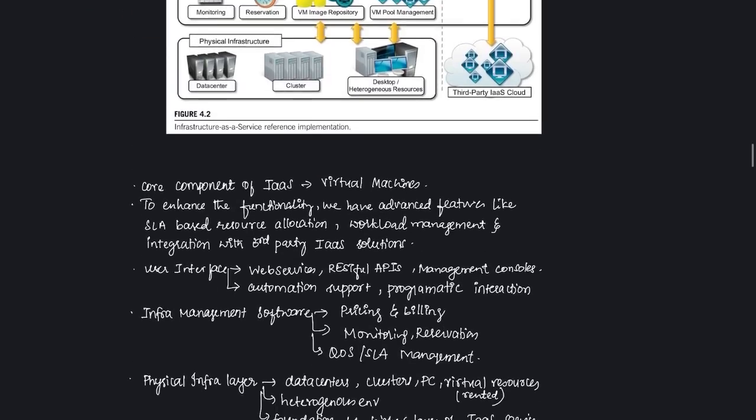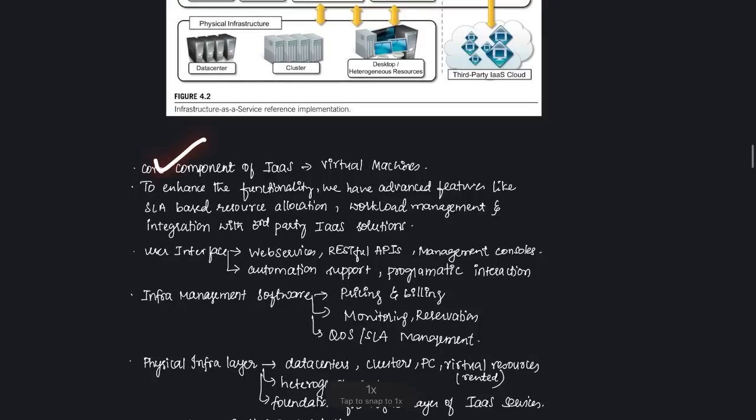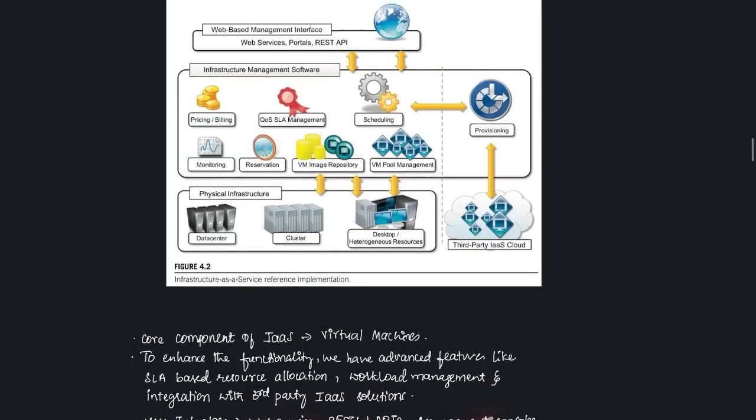And yeah, so the core component of infrastructure as a service is the virtual machines. To enhance the functionality, we have additional features like SLA-based resource allocation, workload management, and integration with third party infrastructure as a service solutions. We have user interfaces, with different web services. There would be RESTful APIs, management consoles, customization support, and programmatic interaction is provided here.